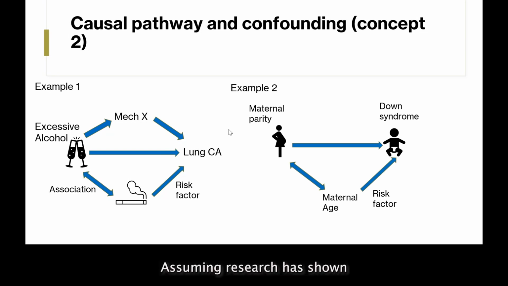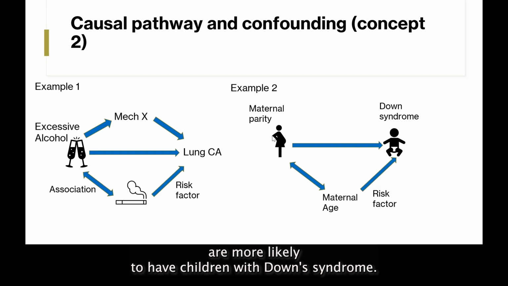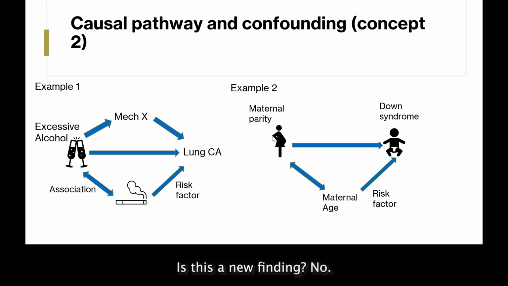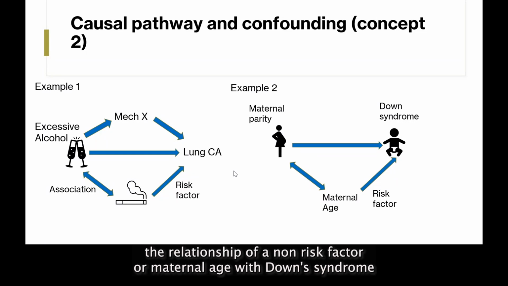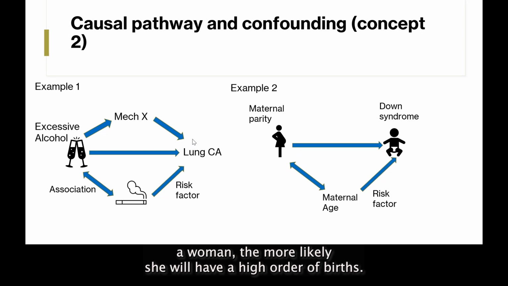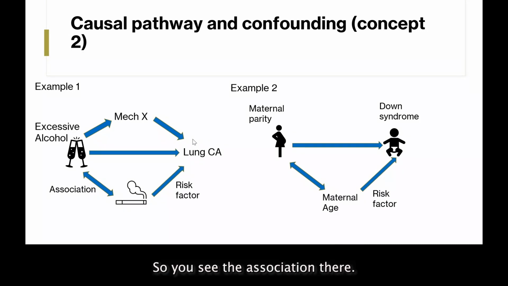Assuming researchers show women with a higher order of births, so women who give birth to more children, are more likely to have children with Down syndrome. Now, Down syndrome is a congenital anomaly. Is this a new finding? No. It might be affected by the relationship of a known risk factor, maternal age, with Down syndrome. Women greater than 35 years have a higher risk of Down syndrome than those less than 35 years. And the older a woman, the more likely she will have a higher order of births. So you see the association there.